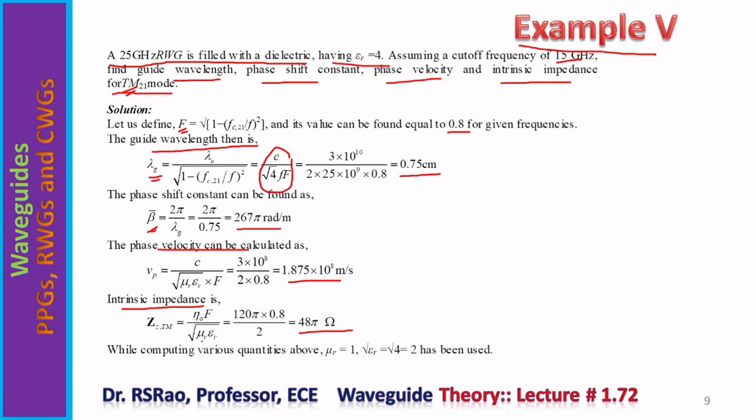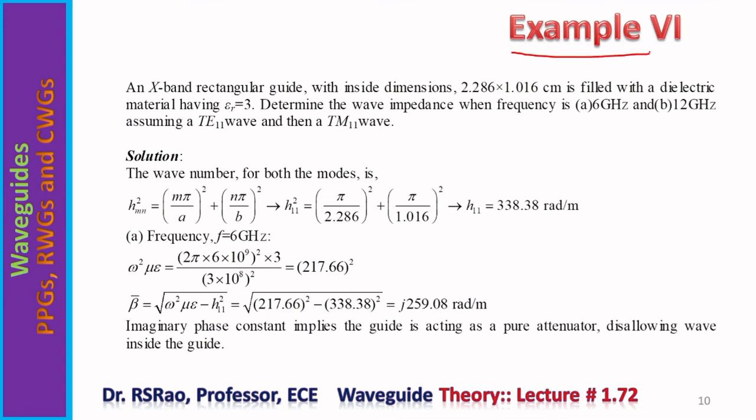In the calculations, we assumed it is a dielectric. Given that it is a dielectric, mu equals mu naught, or mu r equal to 1. So we used that fact in the calculations while computing various quantities. It is clearly mentioned mu r equal to 1, and root epsilon r equal to 2 has been used. Another problem, example 6.